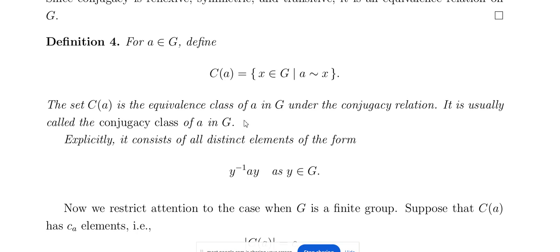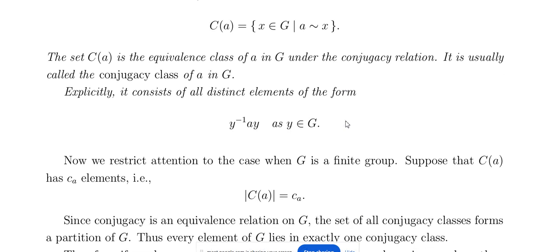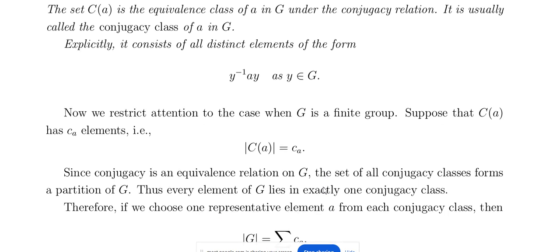இதெல்லாம் very basic definition. TRB பொறுத்த மட்டும் basic definition oriented கூட ப்ராப்ளம் கேட்கலாம். ரொம்ப டீட்டெயிலாக இதில் கேட்க முடியாது. It consists of all distinct elements of the form y inverse A y, and y belongs to G, and a new restriction, that is G is a finite group. Suppose that C of A has CA elements. C of A is the equivalence class of A, that is our conjugacy class of A.